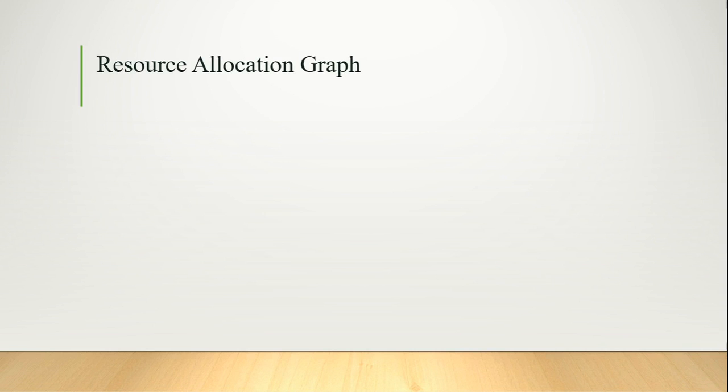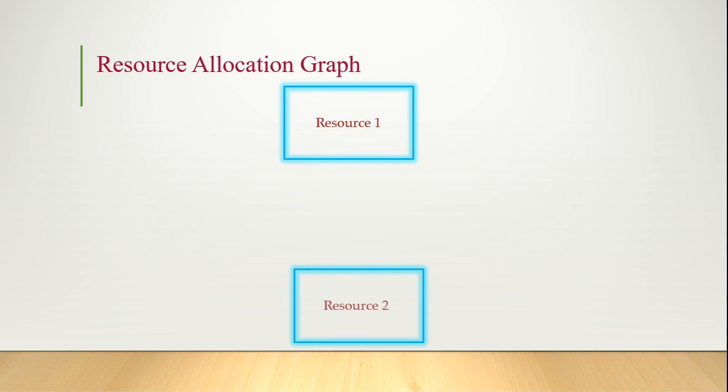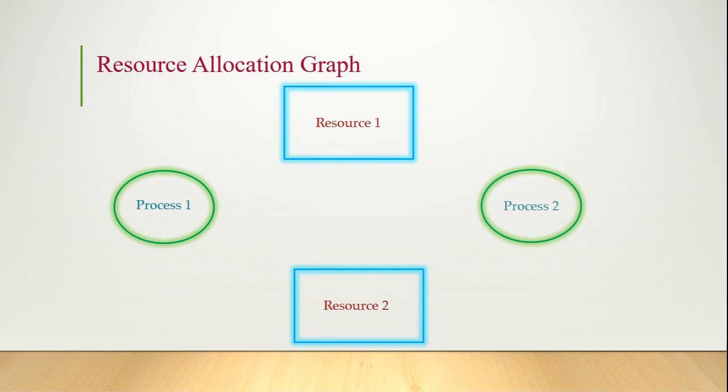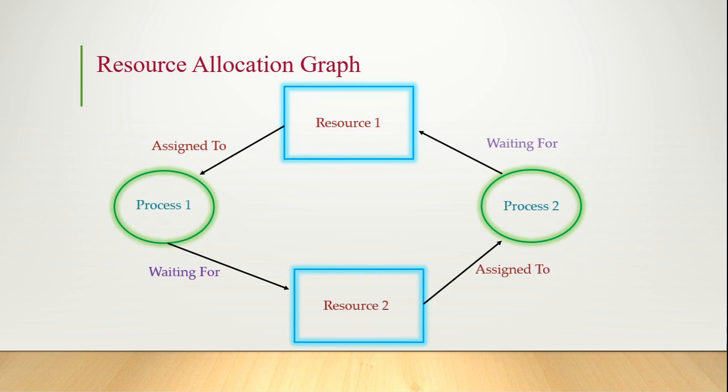In operating systems, deadlock can be easily explained with the help of a graph called the resource allocation graph. Here consider two resources, resource 1 and resource 2, and two processes, process 1 and process 2. Resource 1 is assigned to process 1, which is waiting for resource 2. Similarly, process 2 is assigned resource 2 and is waiting for resource 1. Here both of the processes will not begin their execution unless their resource requirements are satisfied. This condition is called deadlock.